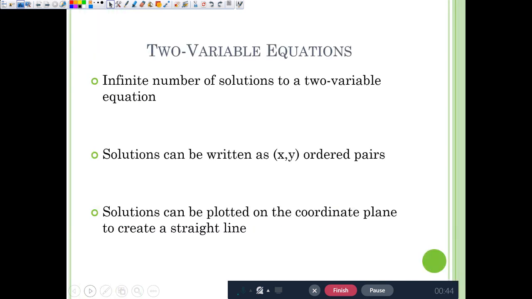Okay, so we're going to be working with two variable equations. These have an infinite number of solutions. The solutions can be written as x, y ordered pairs. Okay, remember the x always goes first. We can plot the solutions on a coordinate plane to create a straight line.